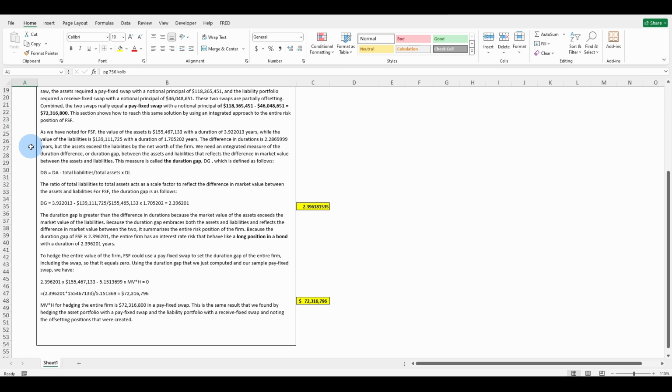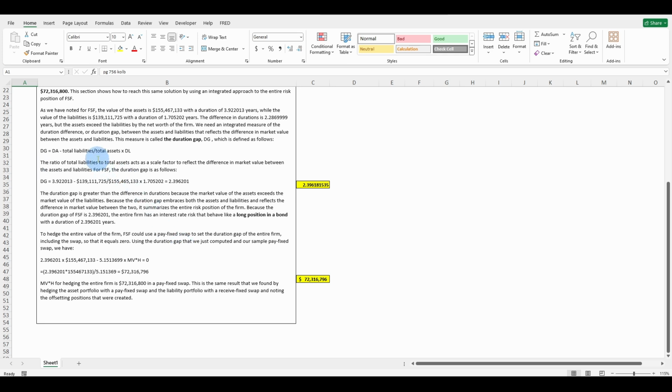This measure is called the duration gap, DG, which is defined as DG equals DA minus total liabilities divided by total assets times DL. The ratio of total liabilities to total assets acts as a scale factor to reflect the difference in market value between the assets and liabilities. For FSF, the duration gap is as follows. DG is equal to 3.92 minus 139.9 divided by 155 times 1.702, which gives us 2.39.